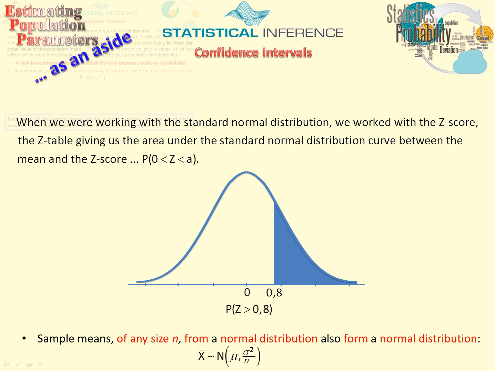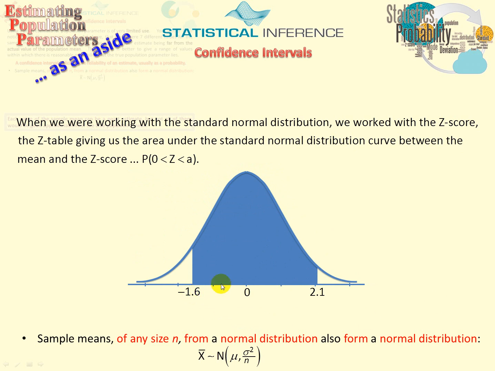So, the probability Z is bigger than 0.8 is 0.5, 50%, minus the probability that it is between 0 and 0.8. And there's the z-score for 0.8, which we can subtract, and there it is, 0.2119, 21.19%.